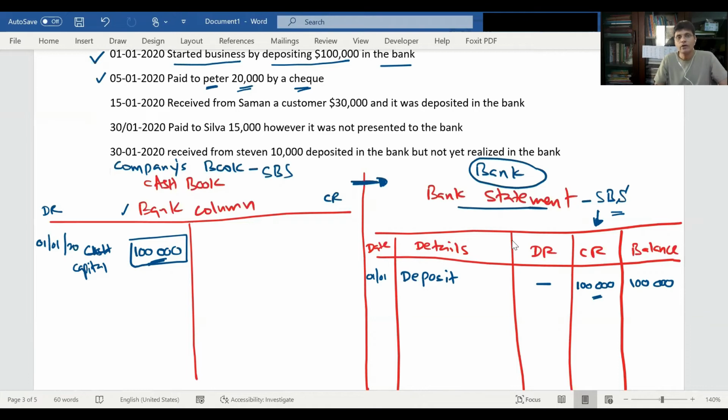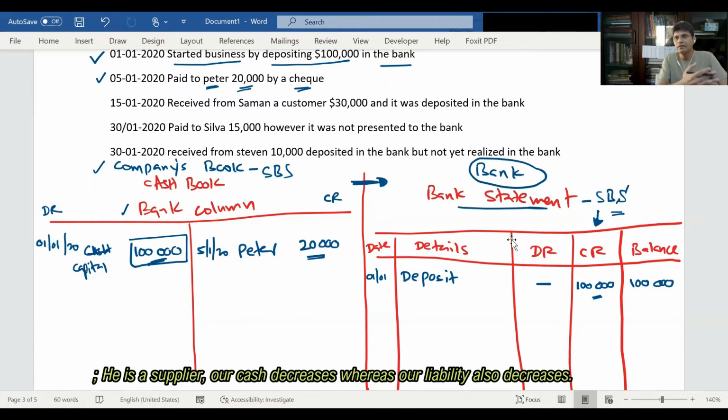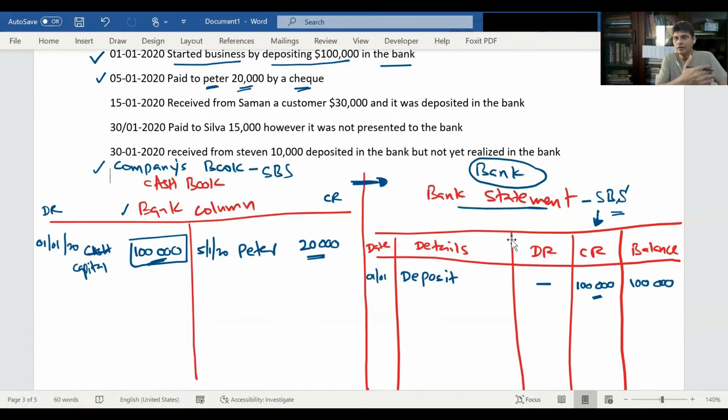Is that clear? So when you pay, what is the entry the company accountant will make? He will credit the bank account. It's a payment, right? So 5th January 2020, Peter, 20,000. And Peter's account will be debited. It's a creditor, right? You have a liability and you are paying your creditor, so you have to debit Peter's account. I'm not going to show those entries, because the topic here is the bank reconciliation statement. So I will explain the transactions relating to bank reconciliations.